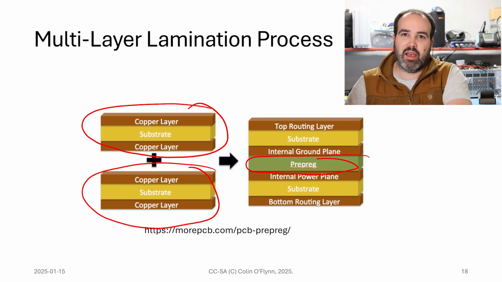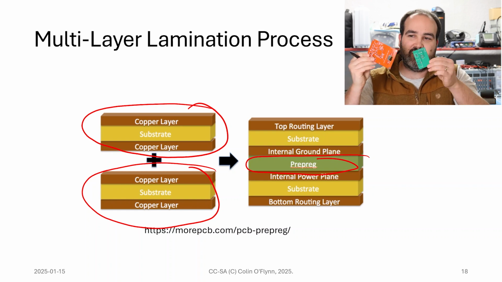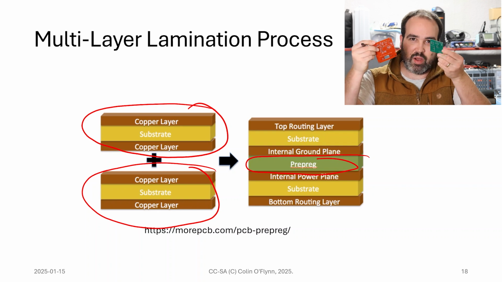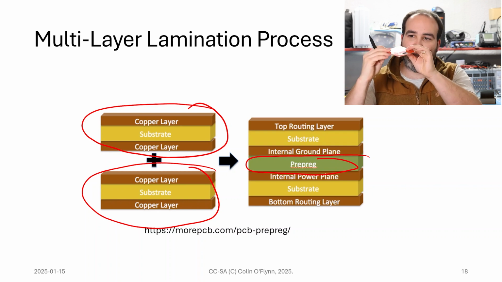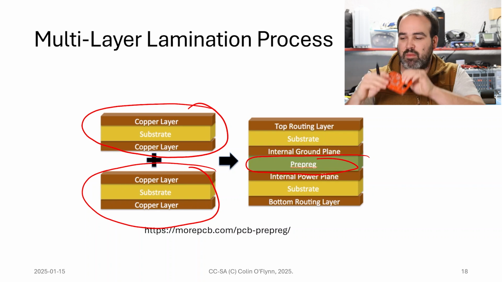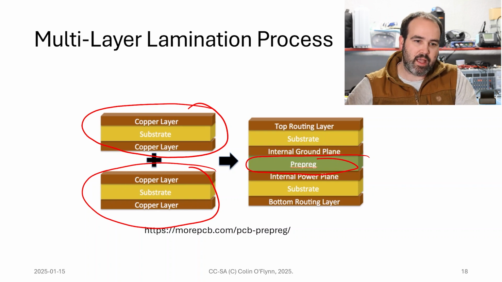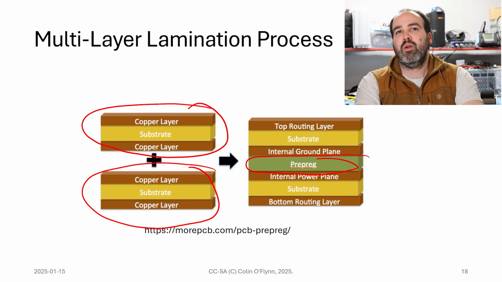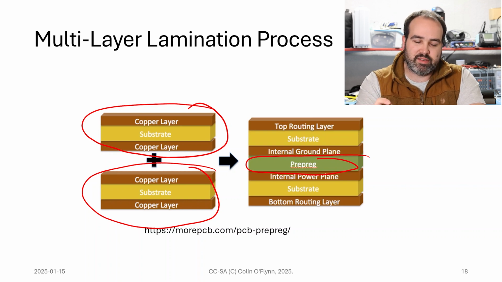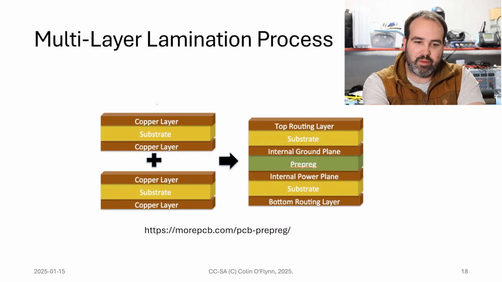So what the manufacturer does is they're etching two layers of your board, which are like two half-width boards, and then they sandwich them together with material in the middle. So multi-layer lamination is done by etching pairs of them.